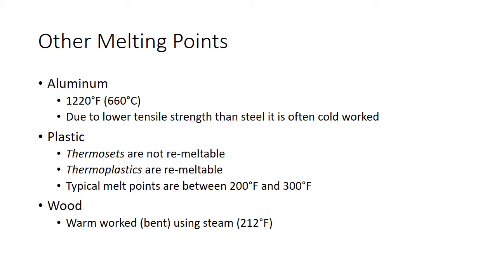You mentioned here plastics. Thermoset plastics are not remeltable, so they're going to be just a one-shot deal. And the category of plastics that are called thermoplastics are meltable and remeltable, and their melt points are between 200 and 300 degrees Fahrenheit, and each one has a slightly different one. There are processes for hot working that are not molten processes, but we'll talk about that in a minute.